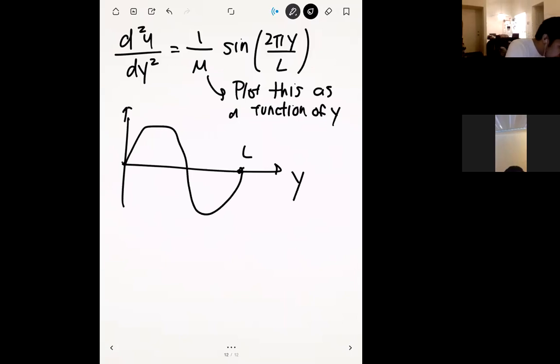And on the y-axis here, we have d squared u dy squared. And so you can see in this case, we have cases where our d squared u dy squared is positive, okay? And we have places where it's negative. And then we also have locations where d squared u dy squared is equal to 0, okay?